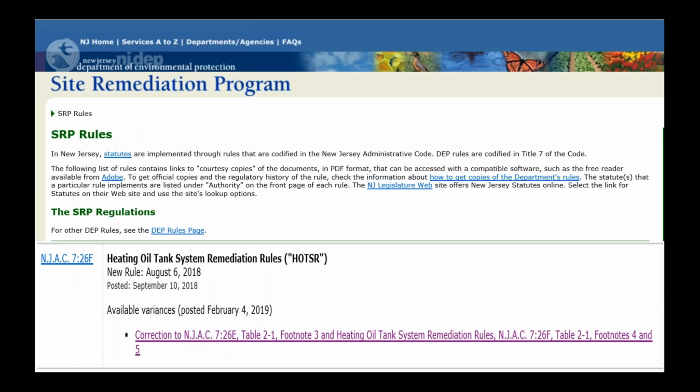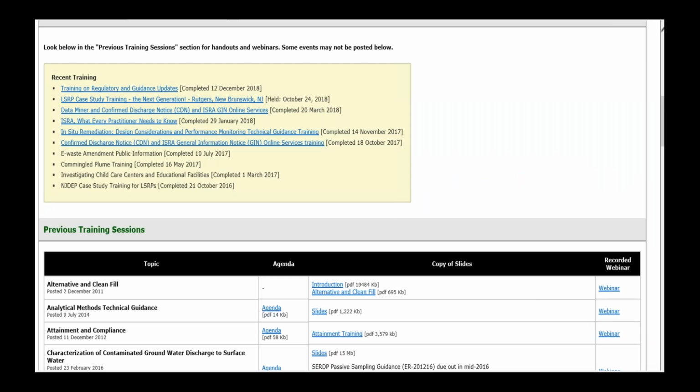The rules page, and the most important rule, the newly adopted 7:26F. You would go here if you had questions on the rule and wanted to use it for a reference. And lastly, this is our training page. I just wanted to show we have recent trainings, what we've done in the recent past, and then all the previous training sessions that have been really since the inception of the program.